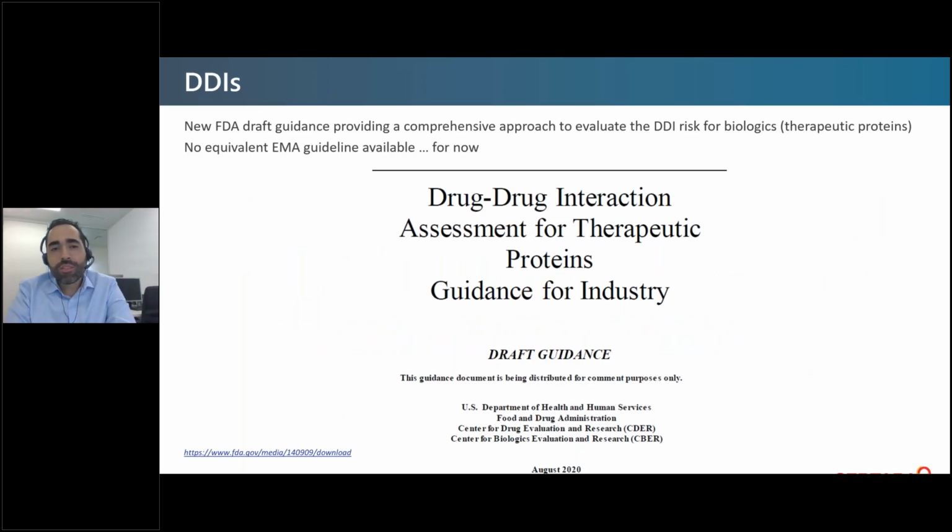The second aspect, which is really specific to the monoclonal antibodies, is the investigation of the DDI. Up to recently, we were quite in the dark, and the investigation of the DDI was relatively complex and difficult. However, now we have a new draft guidance from the FDA, which clarifies a lot how to investigate the DDI, the approach, and the different mechanisms. We don't have an EMEA guideline, but probably we'll have one soon.